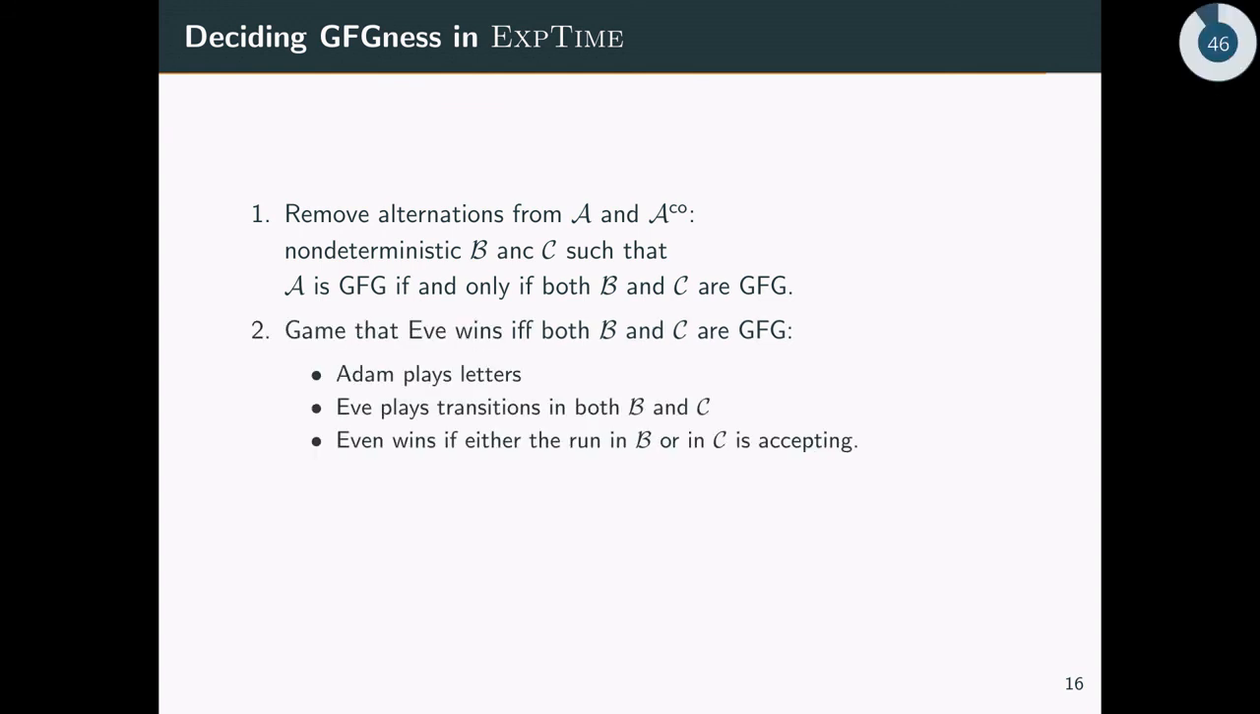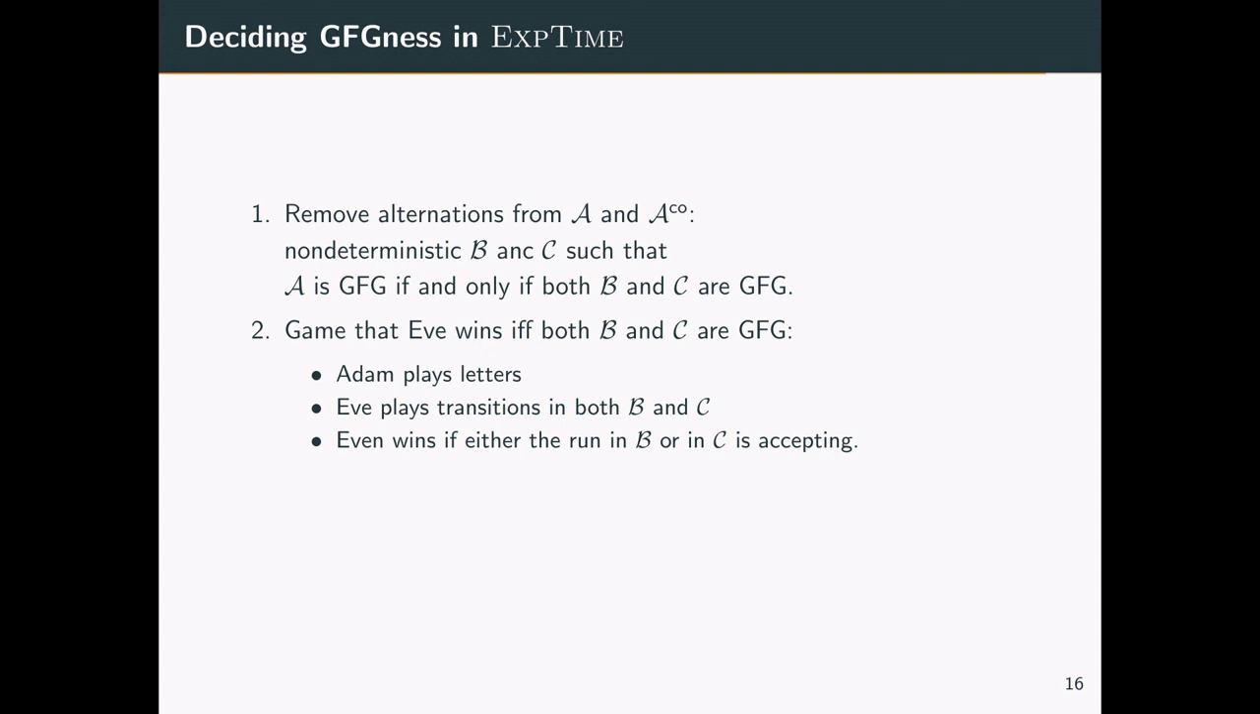And what we do is we consider the following game, which Eve wins if and only if both B and C are good for games. So in this game, Adam plays letters at every turn, and Eve resolves the non-determinism in both B and C. And Eve's winning condition is that one of the runs she built, so either in B or in C, should be accepting. And now Eve will win this game if and only if both B and C are good for games.